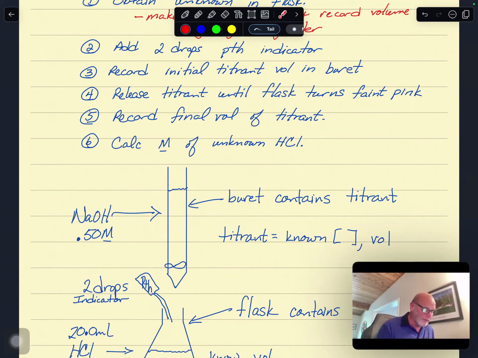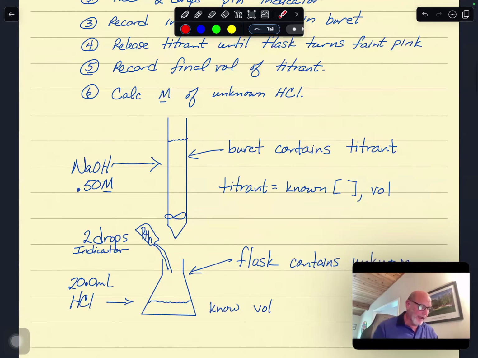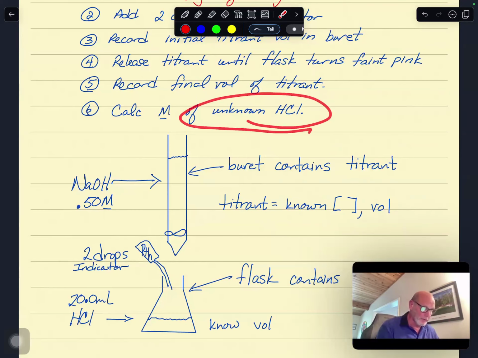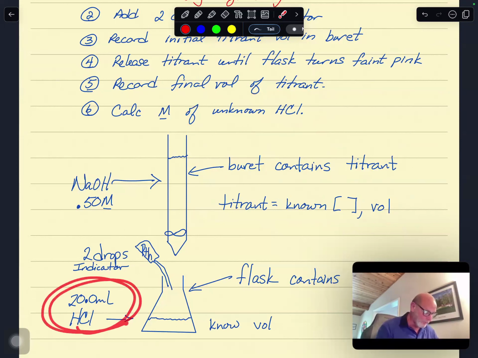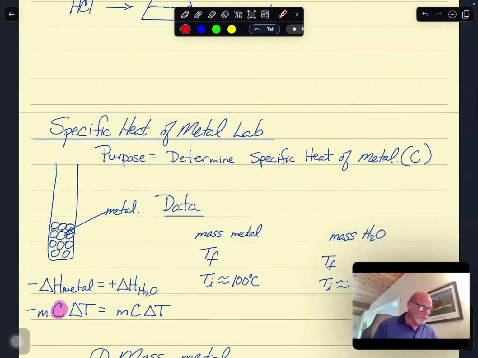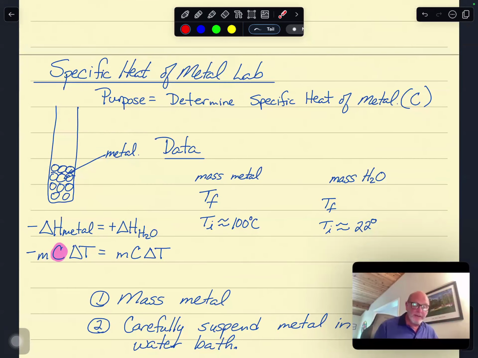From that, you've got the final volume, you've got the initial volume, so you know how much NaOH you used, and you know how much HCl that you had because you controlled how much you put in here. I use 20 as just a number. You can choose whatever number you want to use. So that's titration. The next one is specific heat of a metal.